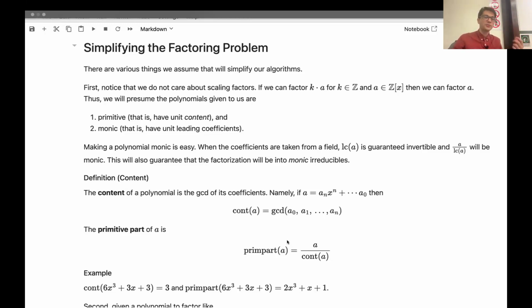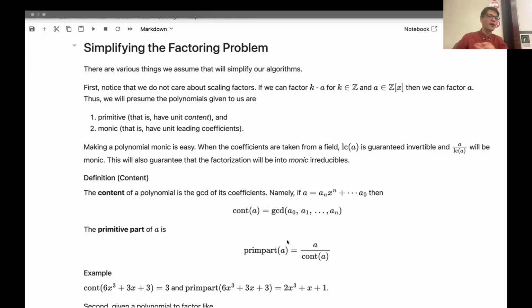The next thing I want to do is make the polynomial monic. That is to say, I want to assume that the leading coefficient of my polynomial is 1. Why? If you factor a polynomial whose leading coefficient is 1, what are the leading coefficients of the factors of that polynomial? 1. Because we know predictably what the leading coefficient of a product is going to be. It's the product of the leading coefficients. Okay, so if I insist that we're factoring a polynomial with unit leading coefficient, then I know all of the irreducible factors I'm going to produce are also going to be monic, right? So this is just another simplification.